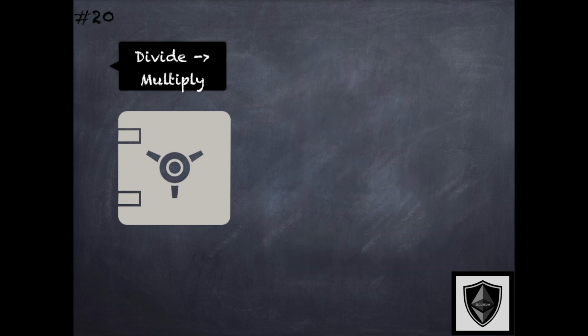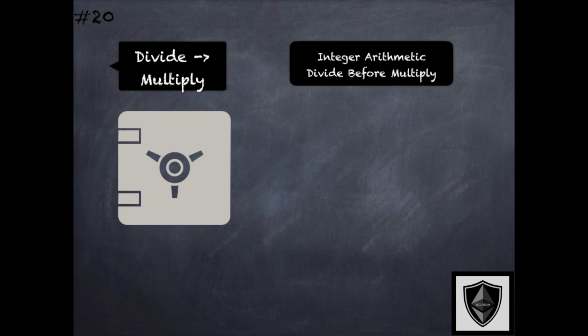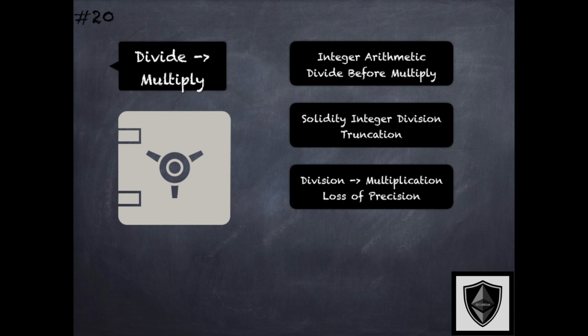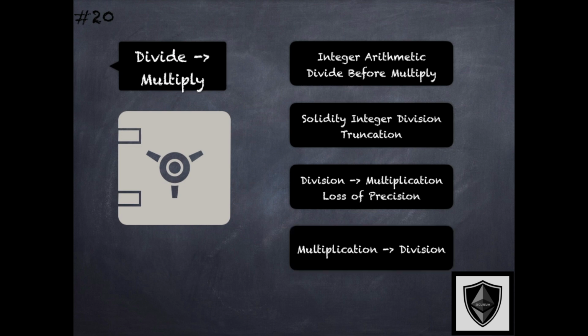Another security pitfall or best practice related to integer arithmetic is the use of divide before multiply. Solidity integer division might truncate the value of results. Therefore, if division is done before multiplication, then this may result in the loss of precision of the values being computed. So the recommended best practice is to always do the multiplication operations first, followed by any division that is required.